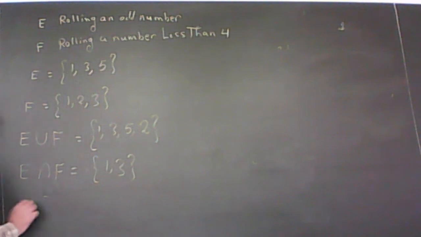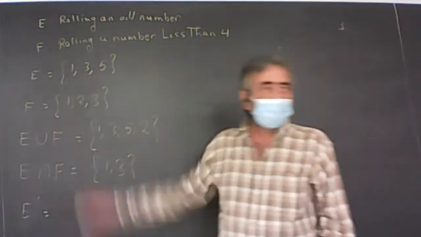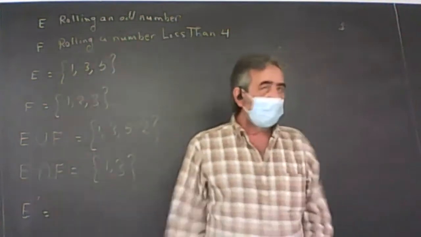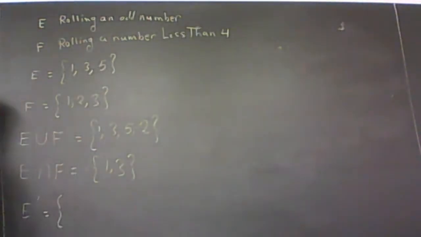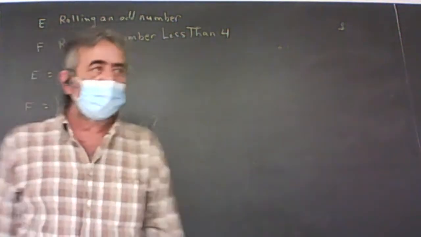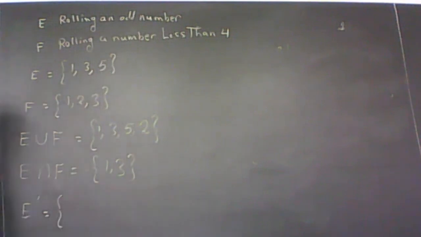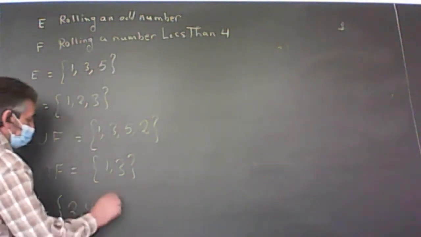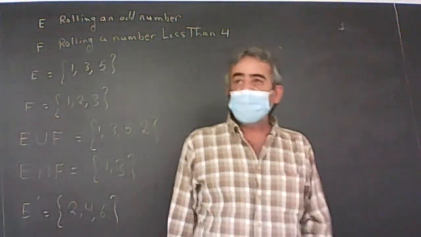What is E prime? E prime is all the elements on the die other than the ones in E. Notice the die has 6 elements, 1, 2, 3, 4, 5, 6, yeah? 3 of them are in E. The leftover would be in E prime, the complement of E. And that would be 2, 4, and 6. So this is the complement of E, yeah?